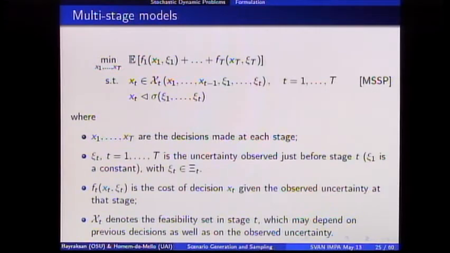So you have an F_t that depends on the decision that you make in that period and the uncertainty. So this is your total cost. What are the constraints? At every point in time, your constraint is that x_t belongs to some set that depends on the previous decisions and the uncertainty that you observe up to now.